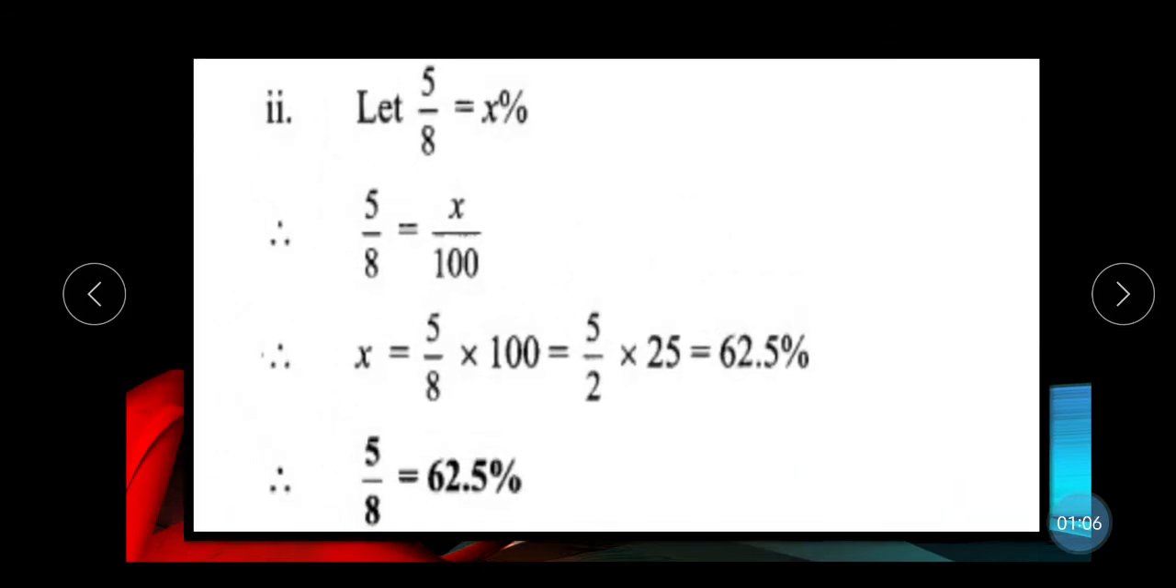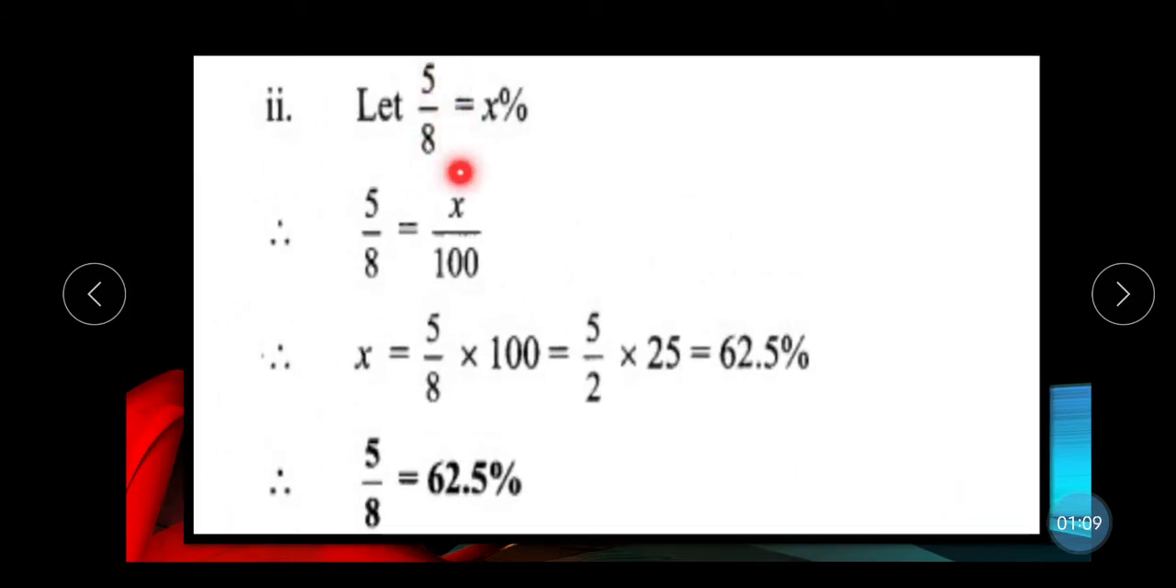Second question, 5 upon 8. Let 5 upon 8 is equal to x percent. Therefore, 5 upon 8 is equal to x upon 100. Cross multiplying, we get x into 8 is equal to 5 into 100. That is equal to x is equal to 5 upon 8 into 100. Solving this, we get 5 upon 2 into 25. Further solving this, we get 62.5%. Therefore, 5 upon 8 is equal to 62.5%.